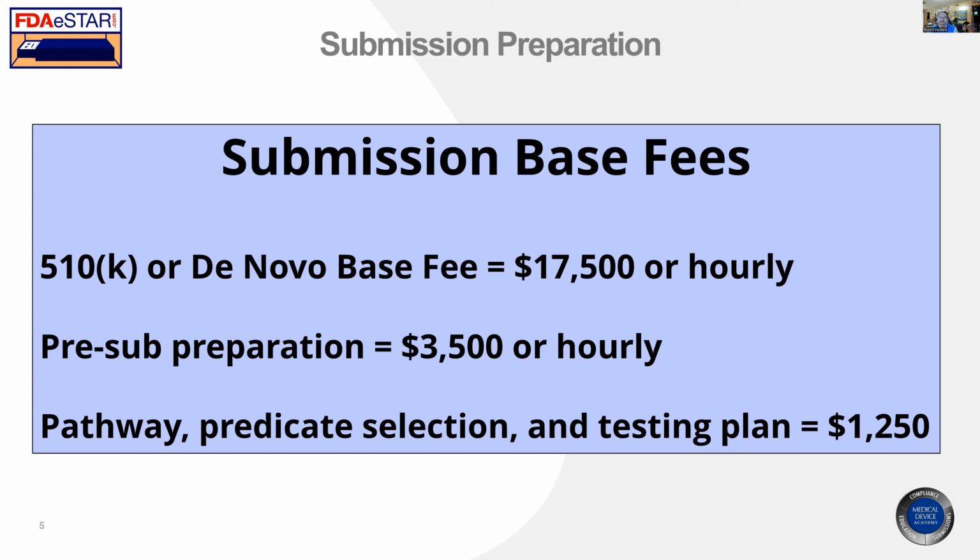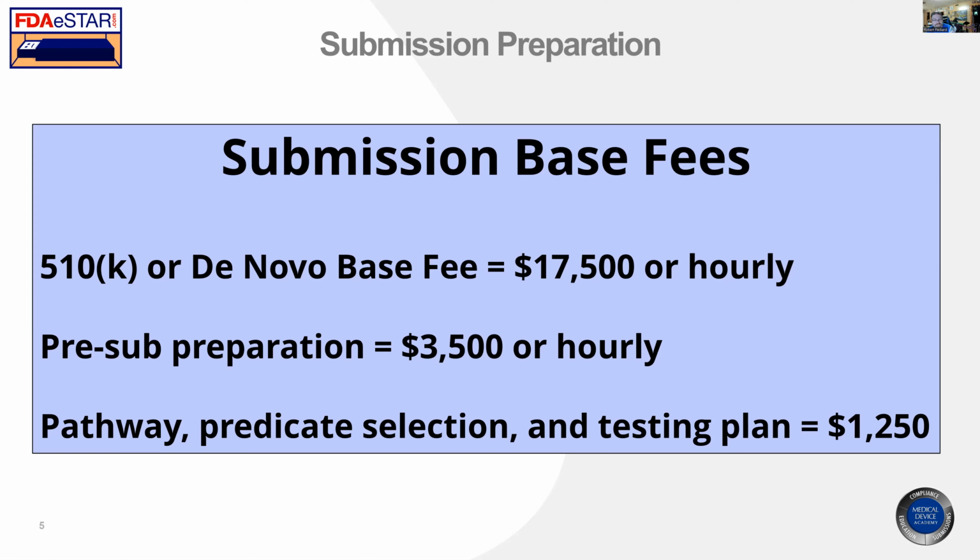The last part was pathway, predicate selection, and testing plan. For a lot of simple devices, we don't need to do this. It's really easy to say, oh, this is the regulatory pathway for your device. It's just like this predicate. We'll pick the most recent one. That's fine. And here's your testing plan because there's a guidance document. If that's the case, then we don't need to put that. We don't need to charge you for that. It can be maybe even during the 30-minute introductory meeting with you, and we'll include that in the pre-submission preparation.